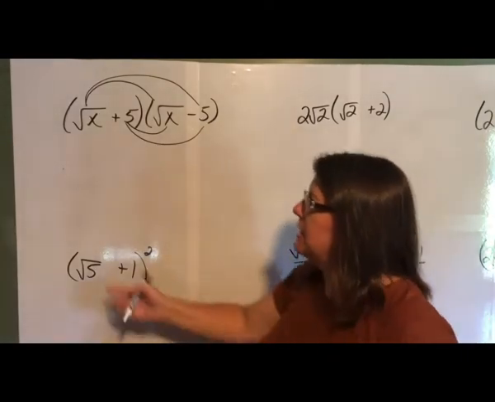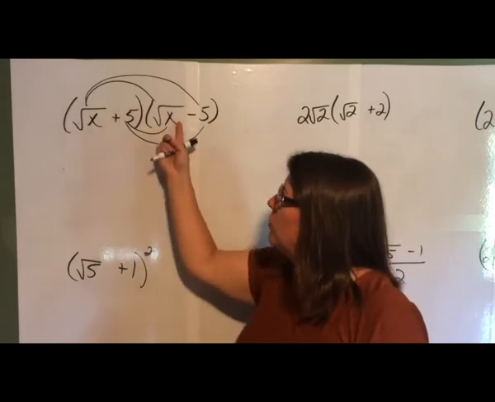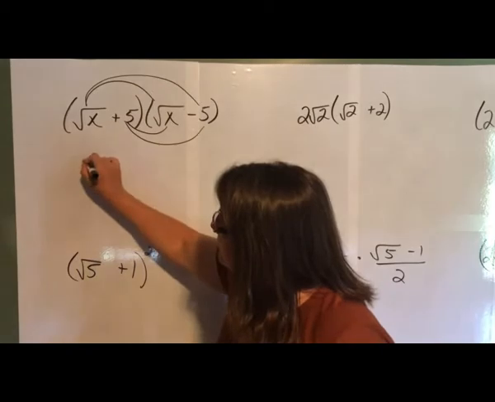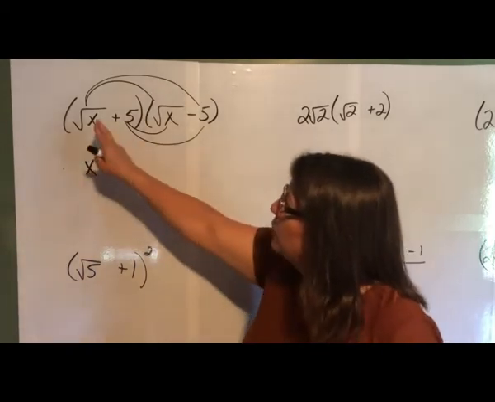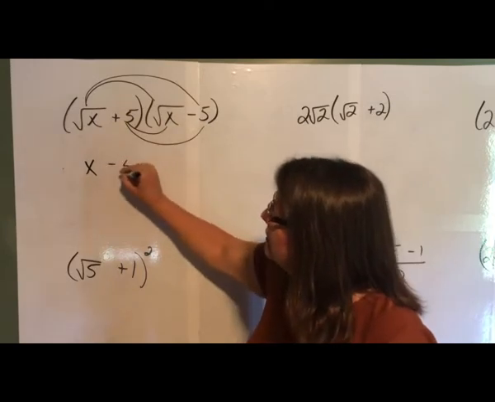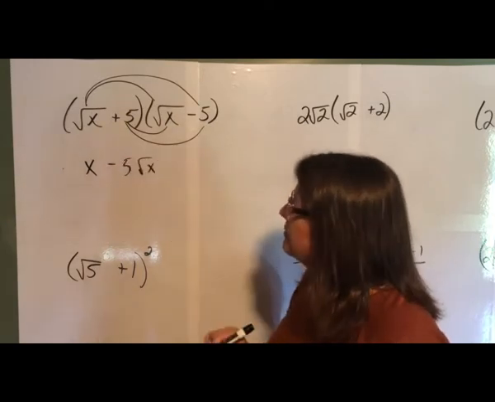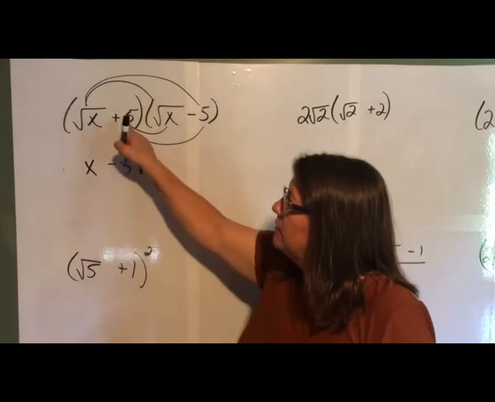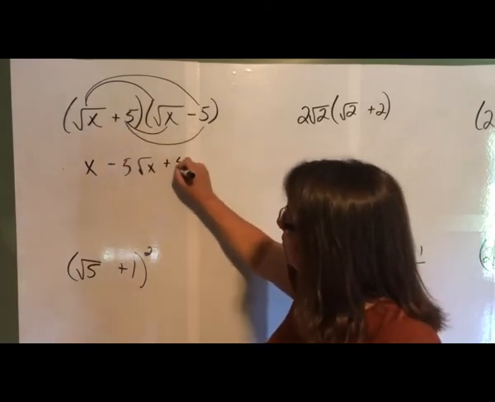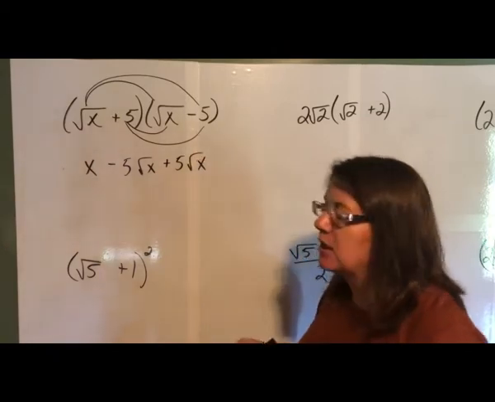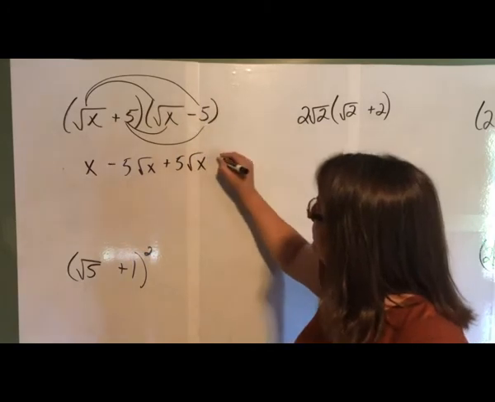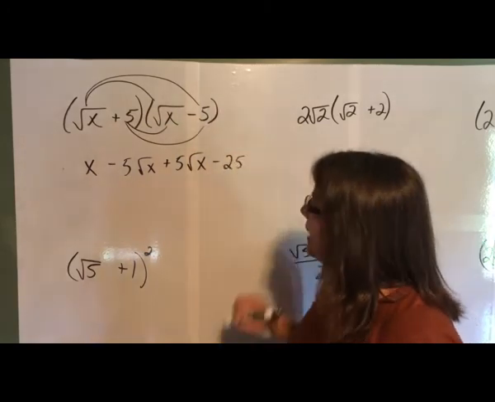All right, now let's think about it. The square root of x times the square root of x. Well, that's the square root of x squared, or just x. Okay. The square root of x times negative 5 is minus 5 square root of x. 5 times the square root of x is plus 5 square root of x. The sign in front goes with it. And then positive 5 times negative 5 is a minus 25.